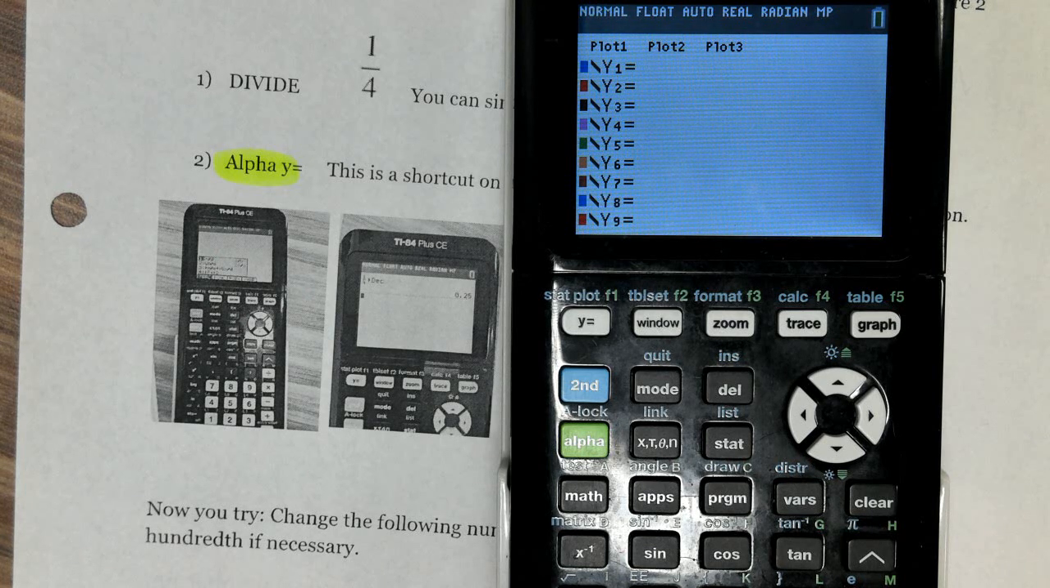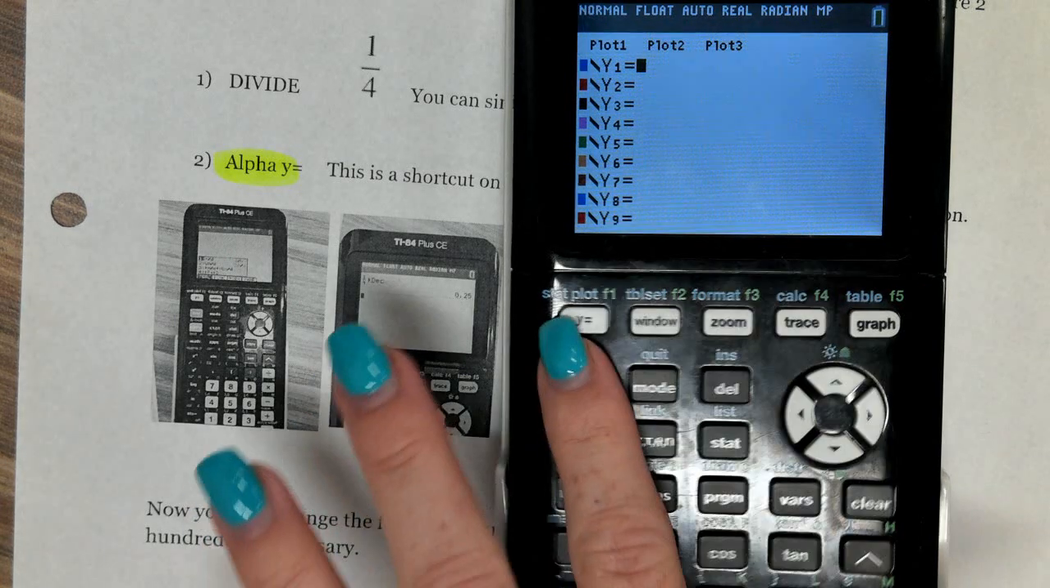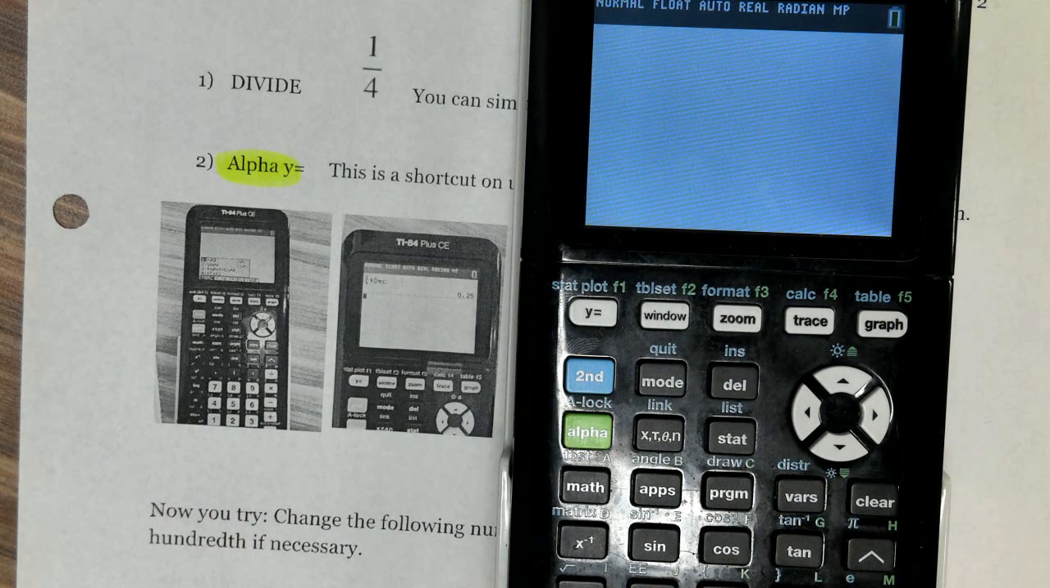So does everybody see mode? What does it say right above it in blue? Quit. How are you going to access anything in blue? You're going to hit the blue button first and then hit that. So if I hit second mode, it'll take me back to my home screen. So if you ever get locked in a screen and you're like, I can't get out, it's not clearing, second quit, second mode. Okay, and if you forget, just ask me. But you'll remember in a week or so, okay?